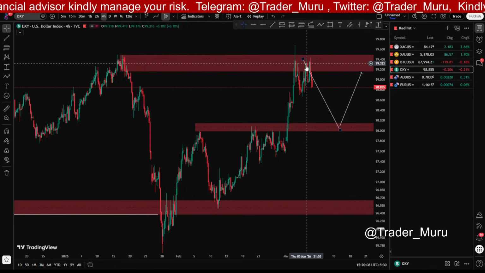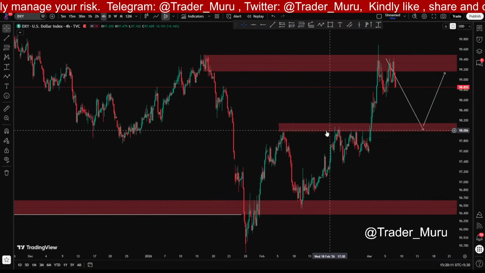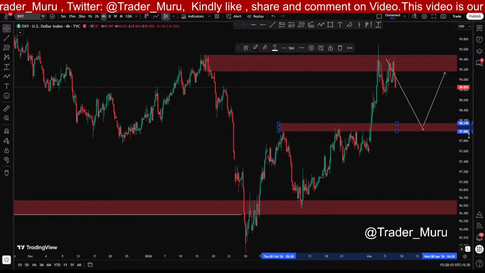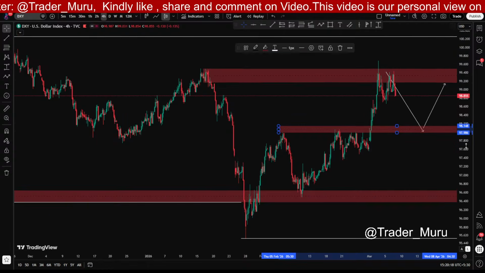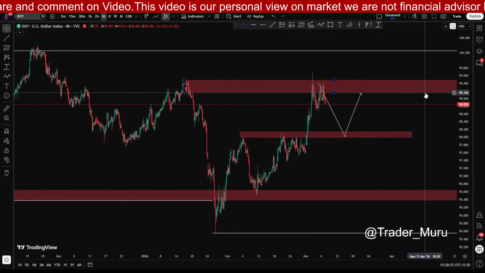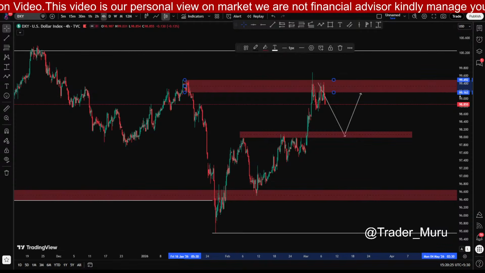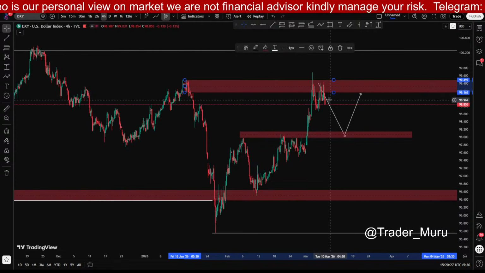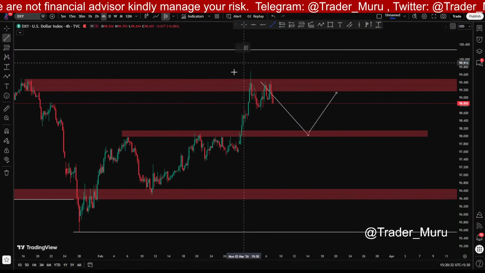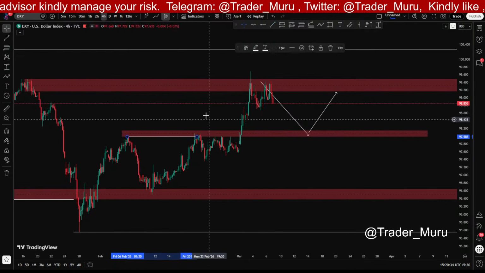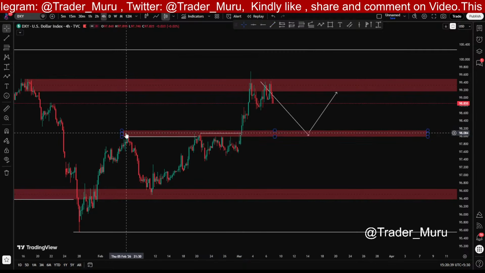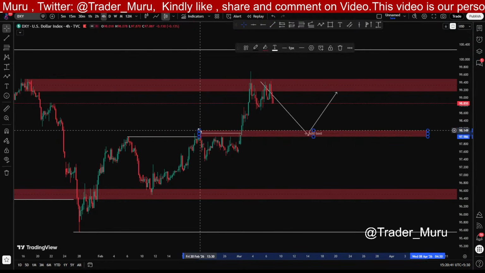DXY is rejecting from here as per our expectation. The nearest support is around 98.1 to 97.9. After that test, we will expect again a pump and test of this 99 to 99.5 area. Structure is still bullish. Last break of structure is first this and this one. So price is likely to hold this zone.